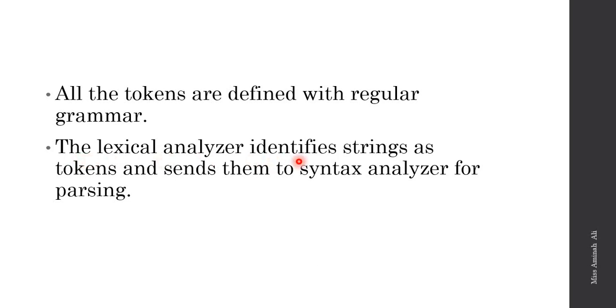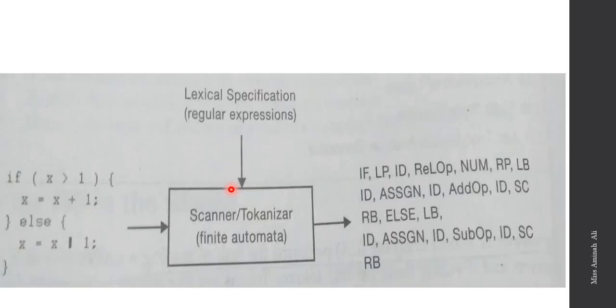So the lexical analyzer identifies strings as tokens and sends them to the syntax analyzer for parsing. When we go to the syntax analyzer, we actually make a parse tree. So it's called parsing, and this is something we will discuss in the syntax analyzer. So here the lexical analyzer reads strings, makes tokens out of them, and passes those tokens on to the syntax analyzer. This is something we already know.